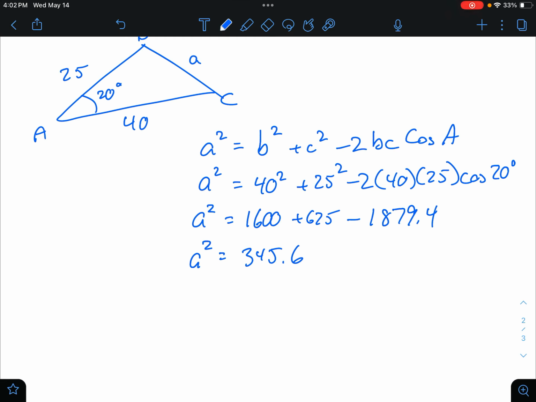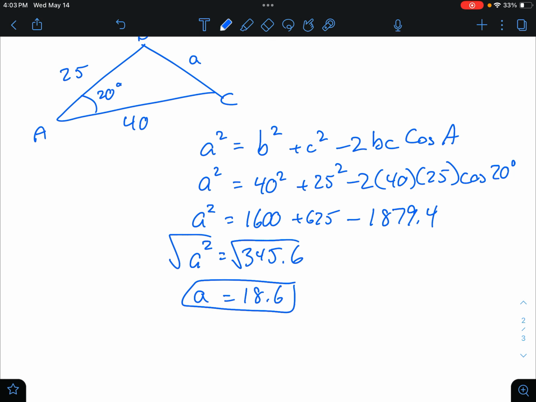345.6. Now we're almost done. We have a squared equals 345.6. What we want is a though. We don't want a squared. So the way we get rid of a squared is to square root both sides. If we square root the a squared, we just get a. And on the right side, if we square root 345.6, we're going to get 18.6. And that would be our answer for a.